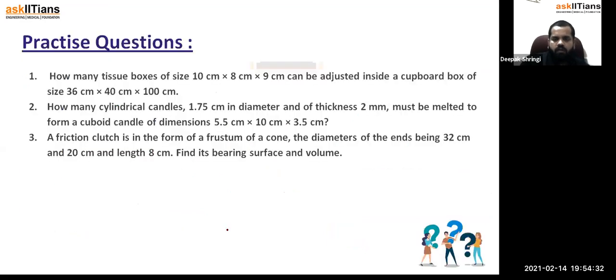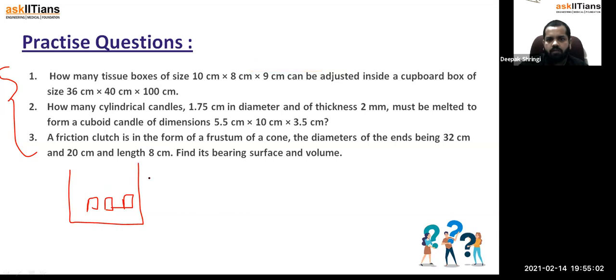Now we'll move forward. These are basically your practice questions. Practice questions, just pause the video and try to solve them. Let me just do the first question, right? We'll discuss the first question. How many tissue boxes of size 10 into 8 into 9 can be adjusted inside a cupboard of size? The question was given, how many tissue boxes can be stored or adjusted in a cupboard box? The cupboard box is obviously the large one. So the size is given, 36 into 40 into 100 centimeters.